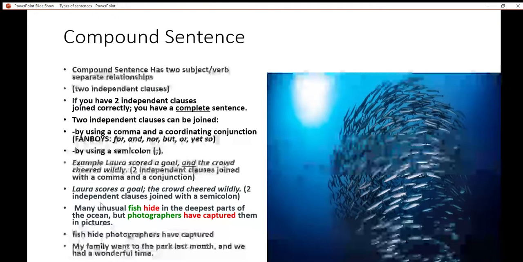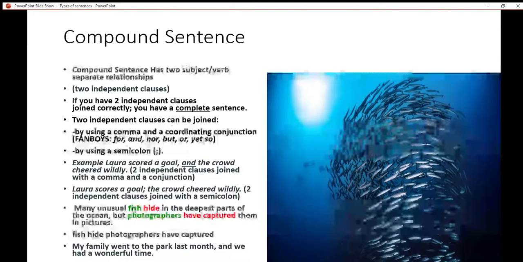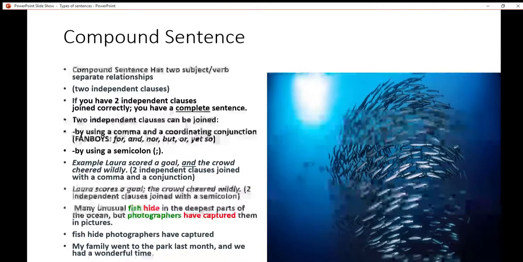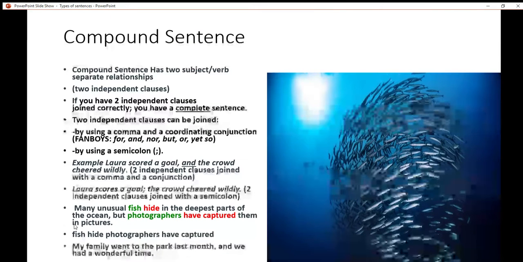Another example. Many unusual fish hide in the deepest parts of the ocean, but photographers have captured them in pictures. So we know that we have 2 subjects, fish and photographers, and hide and have captured are the verbs. There are 2 independent clauses in this sentence, joined by a coordinating conjunction to become one sentence by using the word but. Remember here: fish, the subject, hide, the verb, photographers, the subject, and have captured, also the verb.